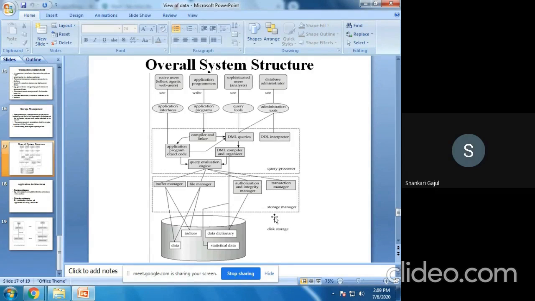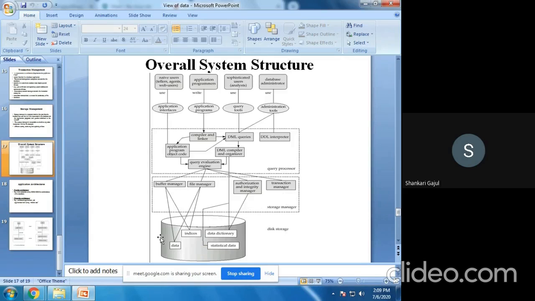Okay, so what about the next one, the transaction manager? The transaction manager of the storage manager ensures that the database remains in a correct state even if a system failure occurs. It checks that whatever data we are storing in the database stays in a correct or valid state if system failures or other problems occur. That is controlled by the transaction manager.